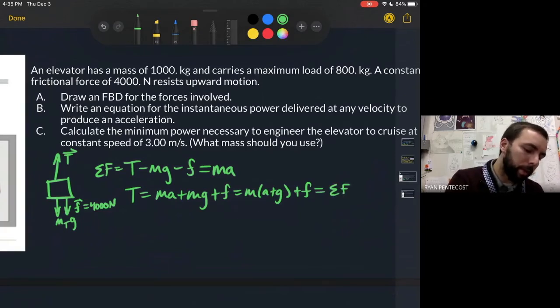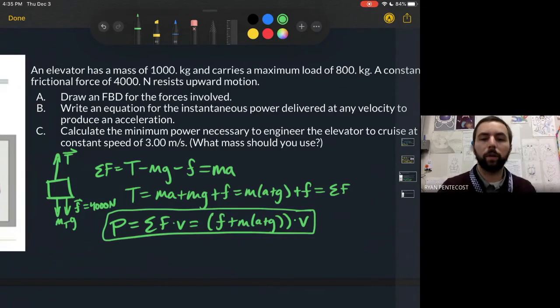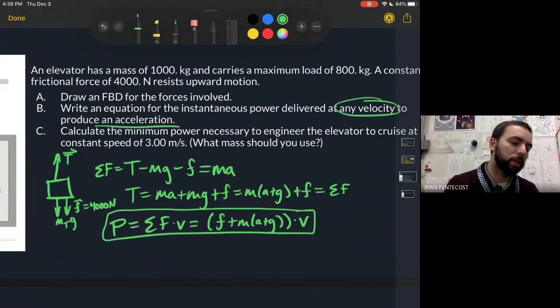And then to get power, you take the summation of forces and multiply that by velocity. So you'd have friction plus m times (a plus g), all times velocity. That would be the equation that you end up with, depending on any velocity. Any velocity producing some acceleration in the elevator, that's what you would get, right?